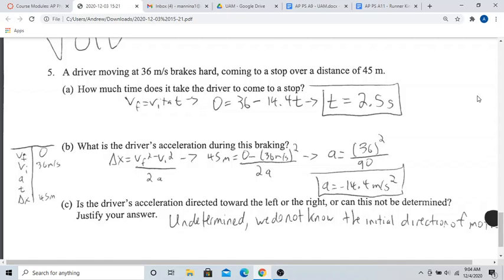So next week we're going to go back into forces. We're going to start tying kinematics and forces together. So we're going to start seeing them hand in hand.